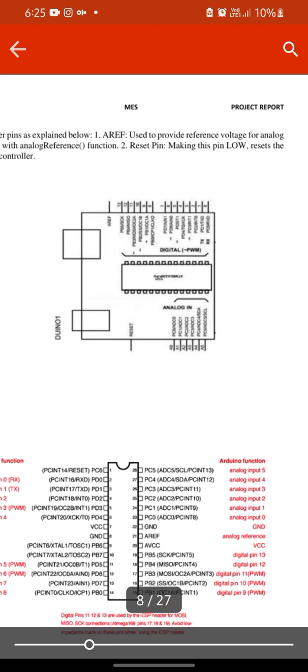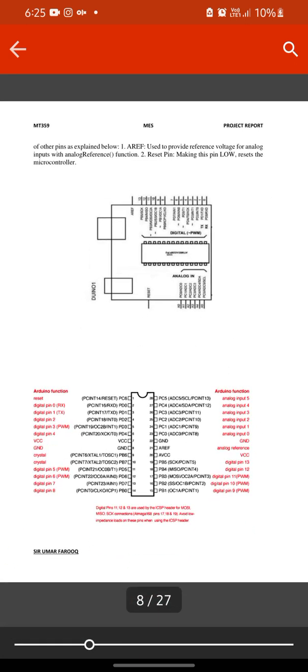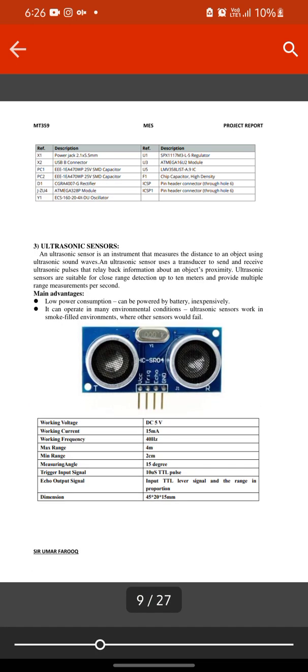Now we come to our Arduino. So it basically looks like this. It has a chip, a 16 megahertz crystal, a power supply, a direct current power supply and analog. So here is the basic structure of the chip. This contains analog inputs 0 to 5, VCC, ground and analog reference voltage, and 9, 10, 11 are PWM pins. 3, 5, 6 are also PWM pins, and then VCC, ground, and from RX to digital pin 8. It contains a reset button also. Here is the data sheet. It has a power jack of 2.1 or 5.5 mm, USB connector, ATmega328P module, chip capacitor, high density pin header connector.